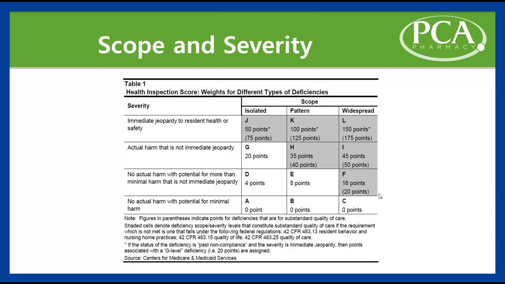Based on this table, any substandard quality of care increases the number of assigned points to the number that's in parentheses in the shaded boxes for F, H, I, J, K, and L. If a deficiency is past noncompliance, and the severity is J, K, or L, then the G level points, or 20, are assigned. If a facility has a federal comparative survey, those surveys do not receive points, or life safety surveys also do not receive points.